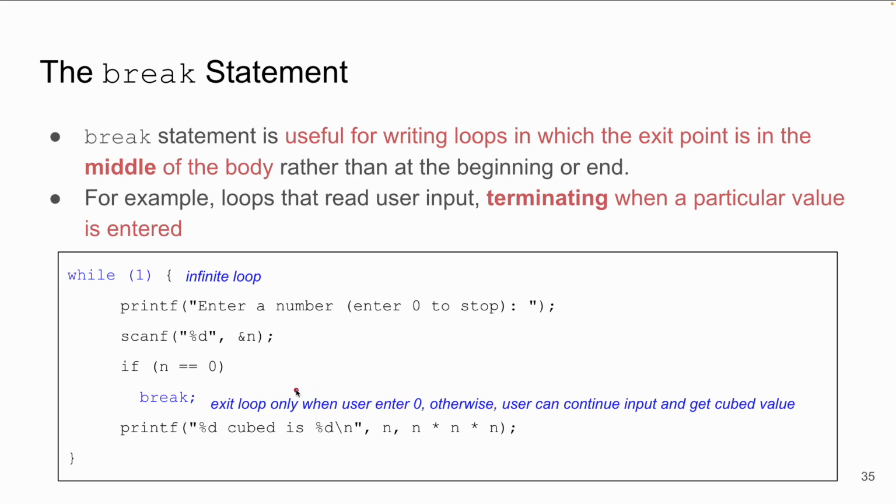So as long as the user enters a number that is not 0, the user can continue to input data and get the cube value in the while loop. So that is what this while loop will do. This is one example of why we need a break statement. It can make your program more flexible.